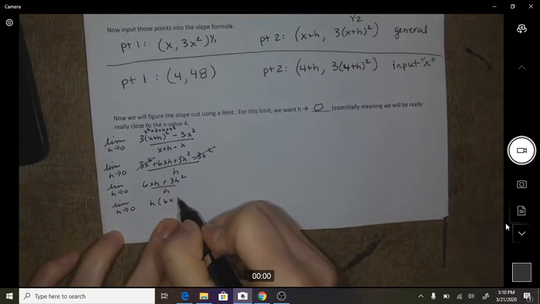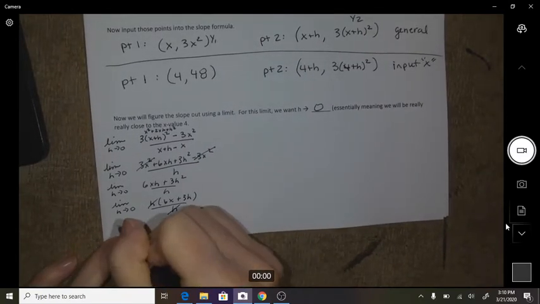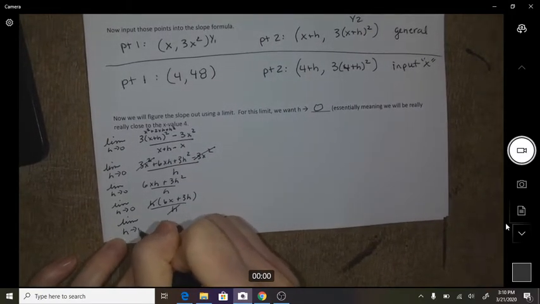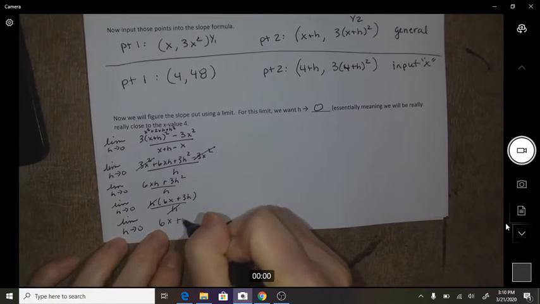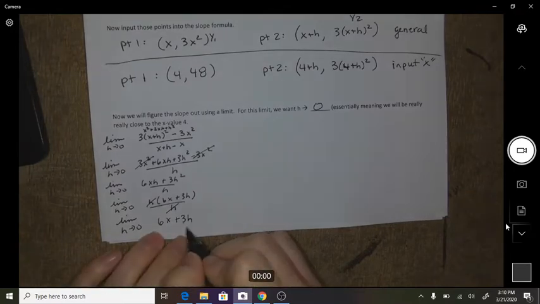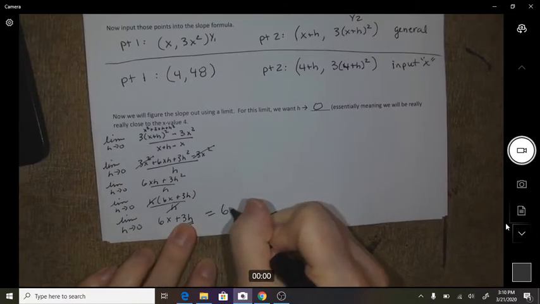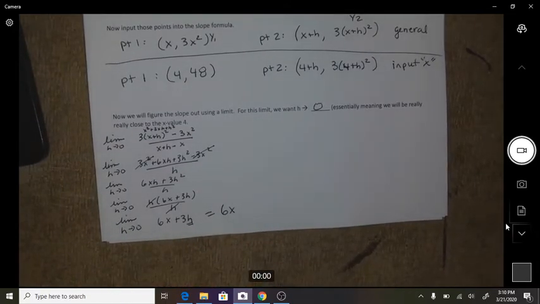So 6x plus 3h over h, and cancel. So the limit as h approaches 0 of 6x plus 3h. Now I can officially plug that 0 in. So if I plug the 0 in, I would have 6x plus 0. So that would be the general. But I specifically wanted to know at 4.